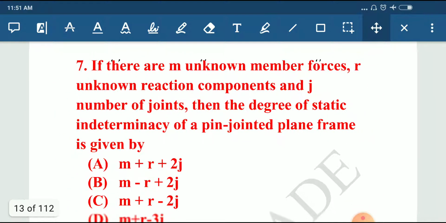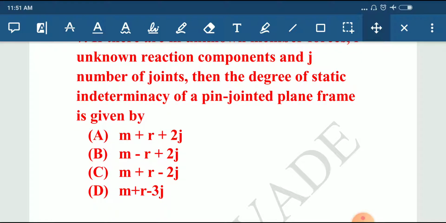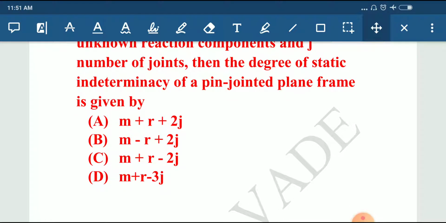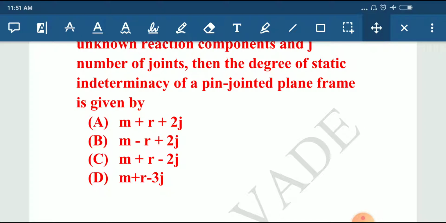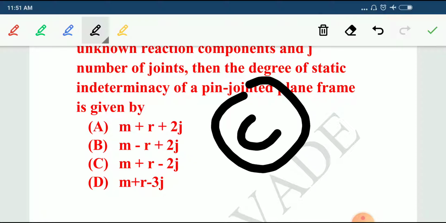If there are m unknown member forces, r is the reaction components, and j is the number of joints, then the degree of static indeterminacy of a pin jointed plane frame is given by. For pin jointed plane frame, which is the correct answer? The questions are repeating. It is m plus r minus 2j, so answer C is the correct answer.